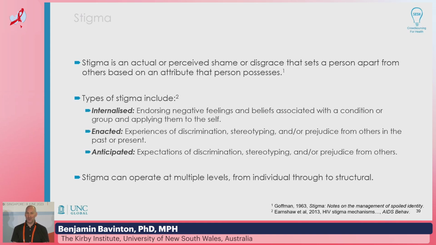So I think we all know by Saturday of this conference what stigma is. It's the actual or perceived shame or disgrace that sets a person apart from others based on an attribute that the person possesses. And there are obviously different types of stigmas. So you can have internalised stigma, you can have enacted stigma, which is actual experiences of stigma, and then there can be anticipated stigma where you're fearing what stigma might happen. And as we know in the HIV space, there is all 3 of these forms that are circulating around.